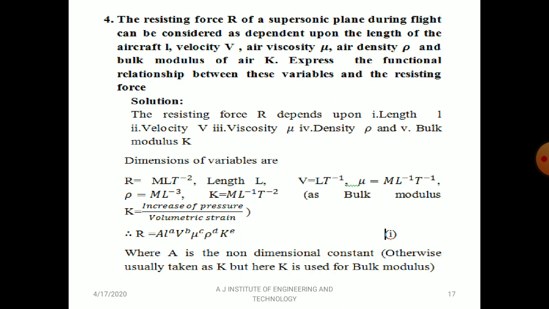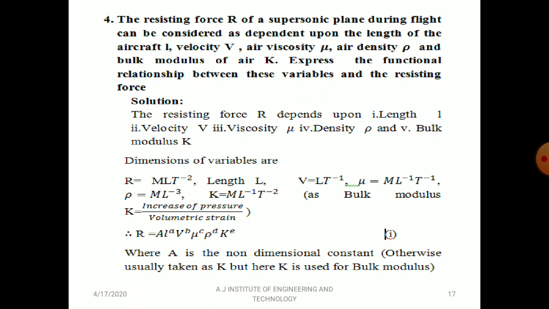Next problem. The resisting force R of a supersonic plane during flight can be considered as dependent upon the length of the aircraft L, velocity V, air viscosity mu, air density rho, and bulk modulus of air K. Express the functional relationship between these variables and the resisting force.